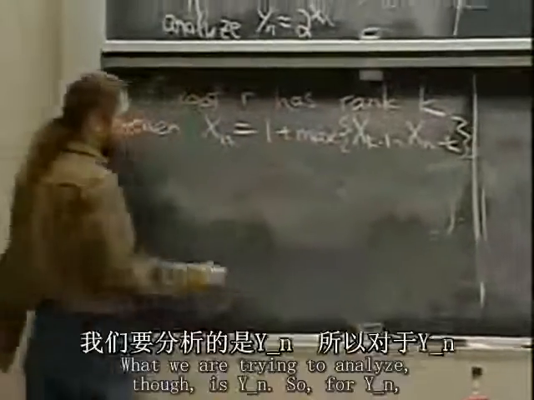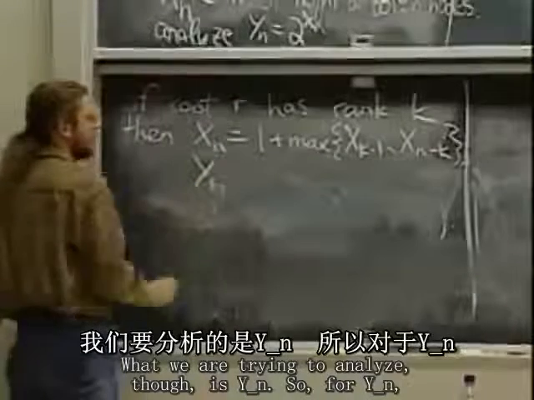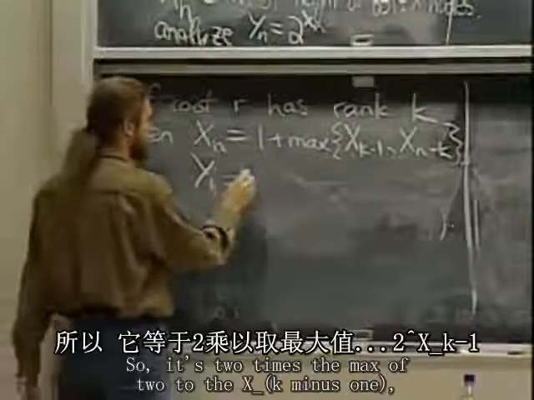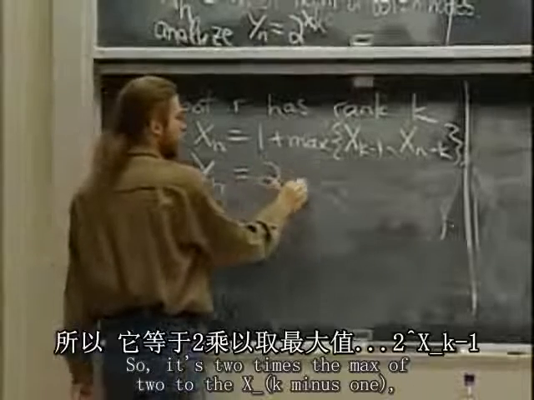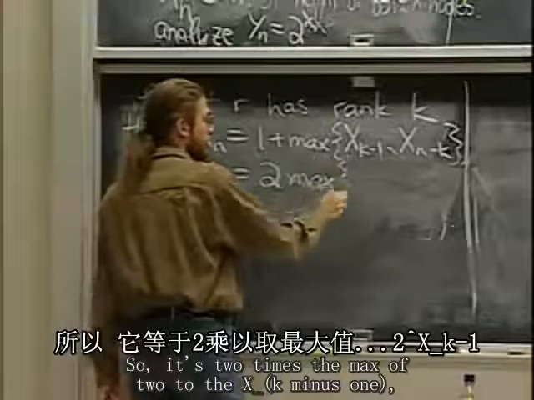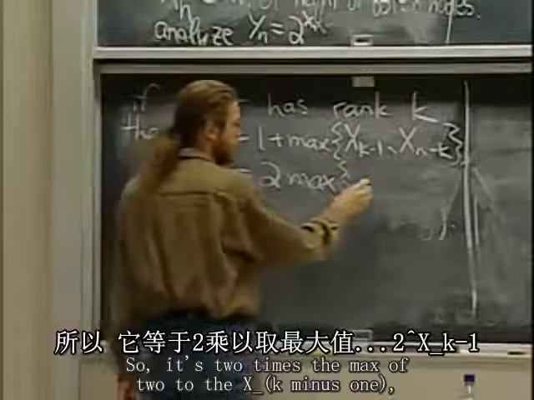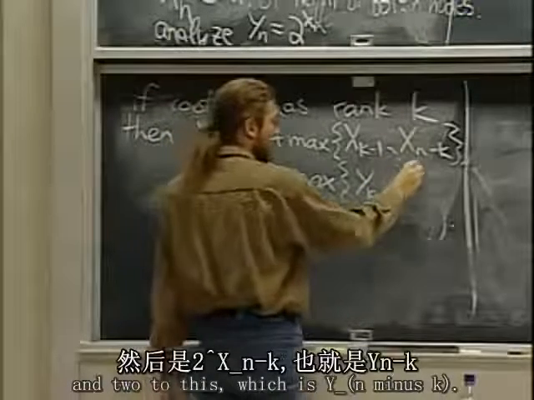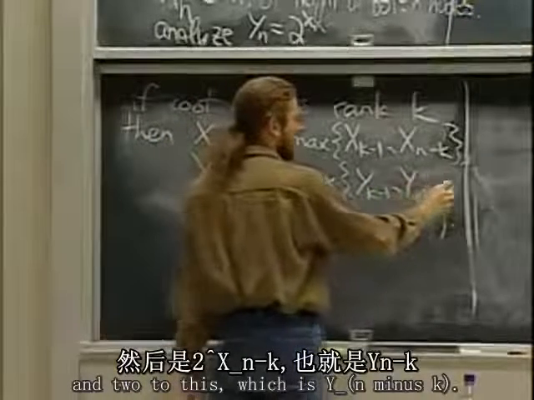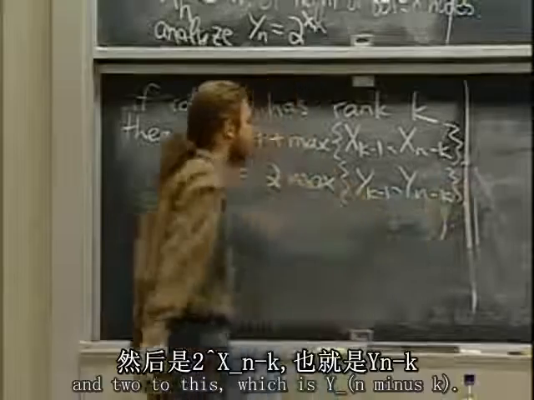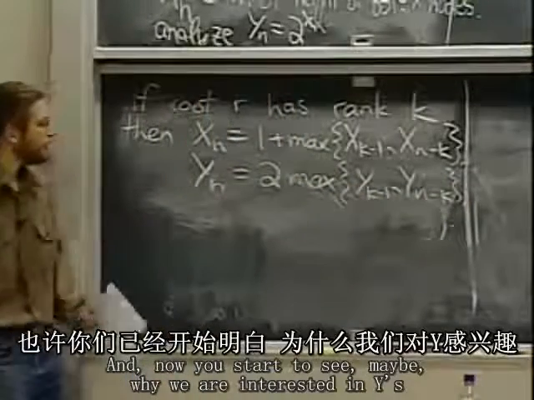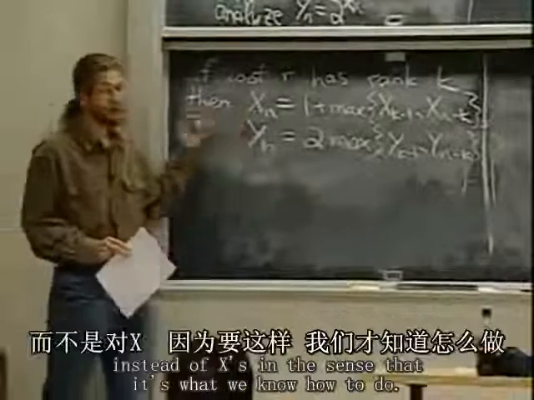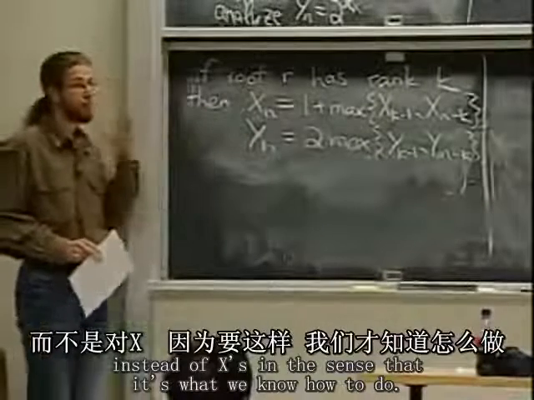What we are trying to analyze, though, is y_n. So for y_n, we have to take 2 to this power. So it's 2 times the max of 2 to the x_{k-1}, which is y_{k-1}, and 2 to this, which is y_{n-k}. And now you start to see maybe why we're interested in y's instead of x's, in the sense that it's what we know how to do.